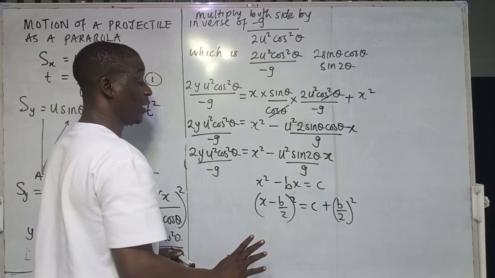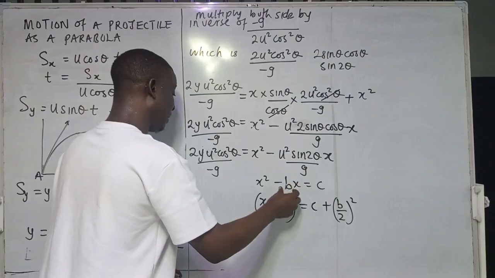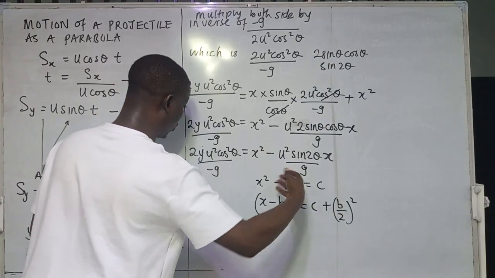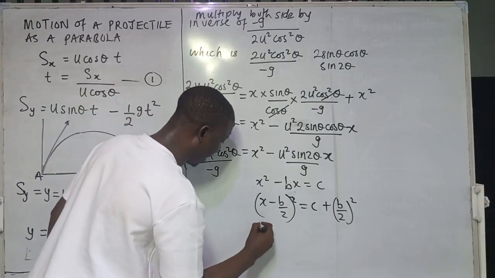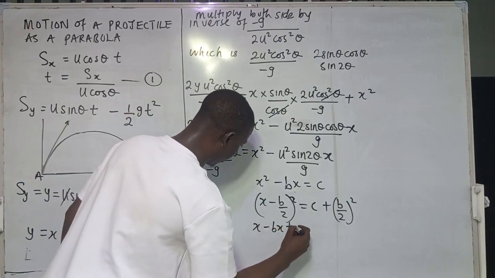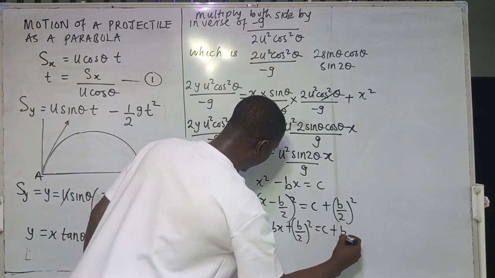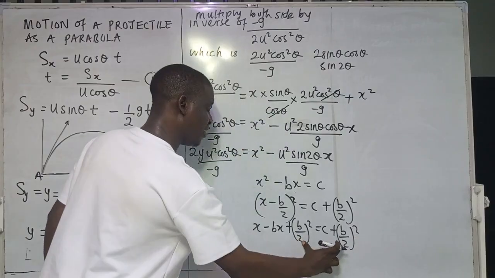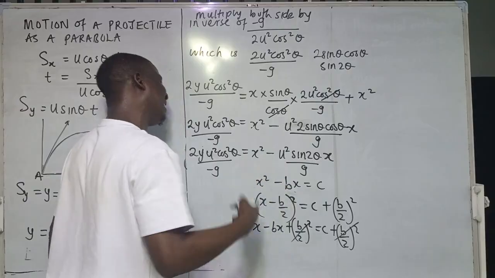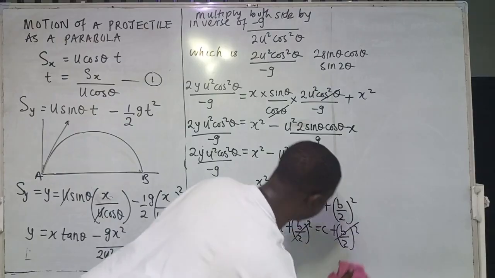It is an imperfect square, so you put b over 2. That means divide the coefficient of x by 2 and square it. That's what you are going to add to that place. If I open the bracket, you have s minus bs plus b over 2 all square is equal to c plus b over 2 all square. If you cancel this and cancel one, you go back to the original function, which is what we are having. Now let me continue.